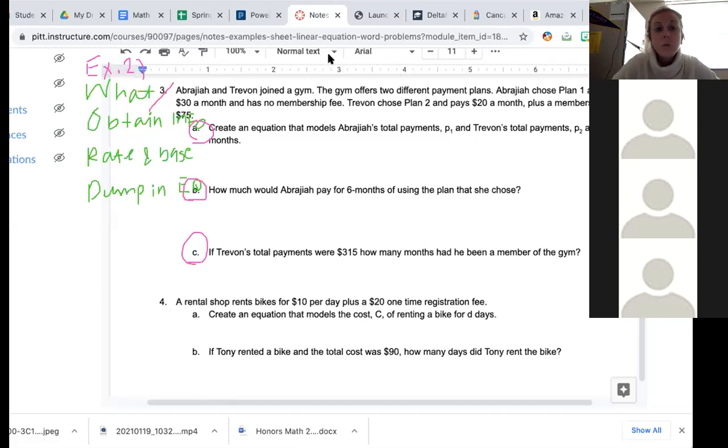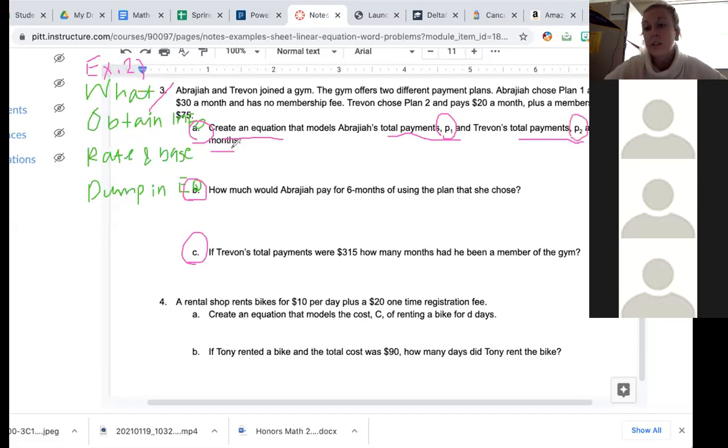All right, so step 1, look at your word steps. What do I need to read first? The question. So let's go look at it. Create an equation. So again, for this one, all we're doing is writing the equation. We want an equation that models Abrasia's total payments, P1, and Trayvon's total payments, P2, for M months.